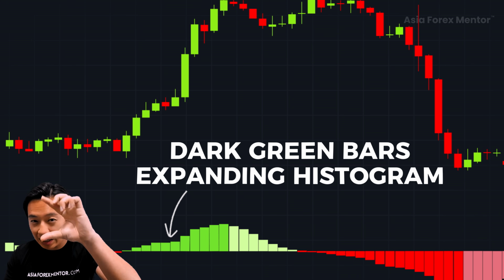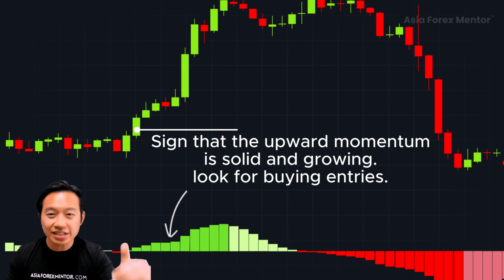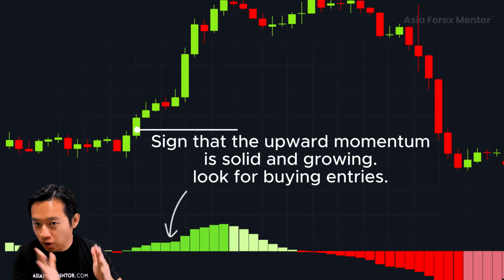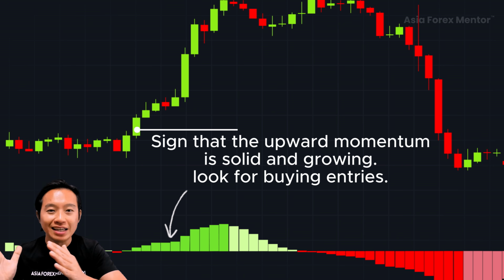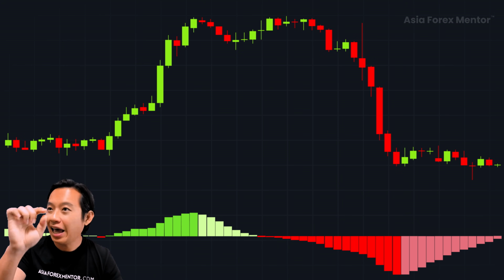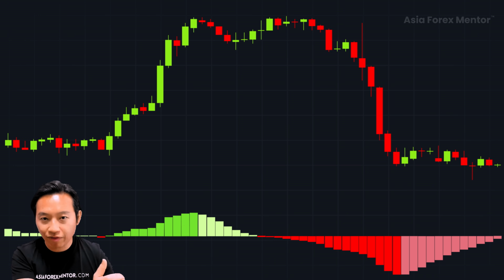It gets bigger. This is a sign that the upward momentum is growing, right? It's solid, it's growing. Therefore, it's good to look for buying opportunities because now the momentum is moving in that direction. We are not using the MACD as an entry signal alone, but this is good as a basis on top of however you are trading.